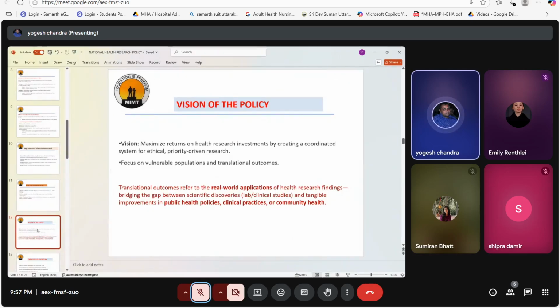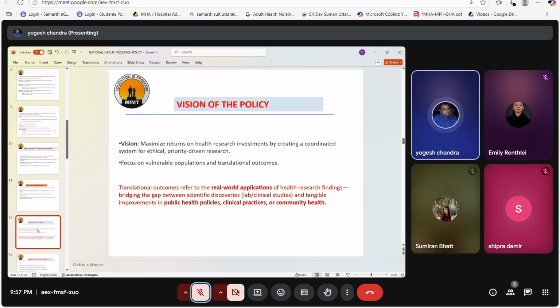For translational outcomes. And what is a translational outcome? It is the real world application that is considered a translational outcome. Suppose you have done some research, but if you are not able to implement that research in the real world, then that is not a translational outcome. The research is good, it has given a very good idea, it has also recommended a very good measure, but if you are not able to apply those measures in practice, then the outcomes cannot be labeled as translational outcomes.